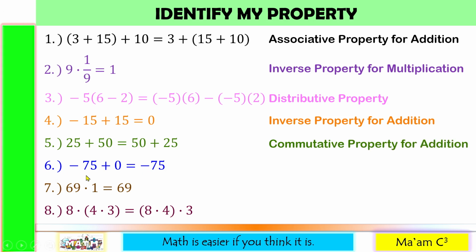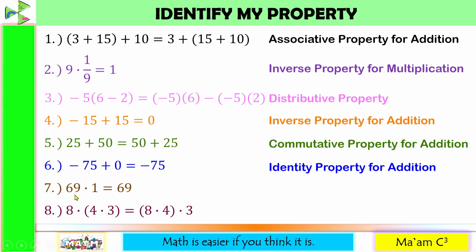Number 6, negative 75 plus 0 is equal to negative 75. So the answer is the same given number. And 0 here is the identity element for addition. So this is identity property for addition.